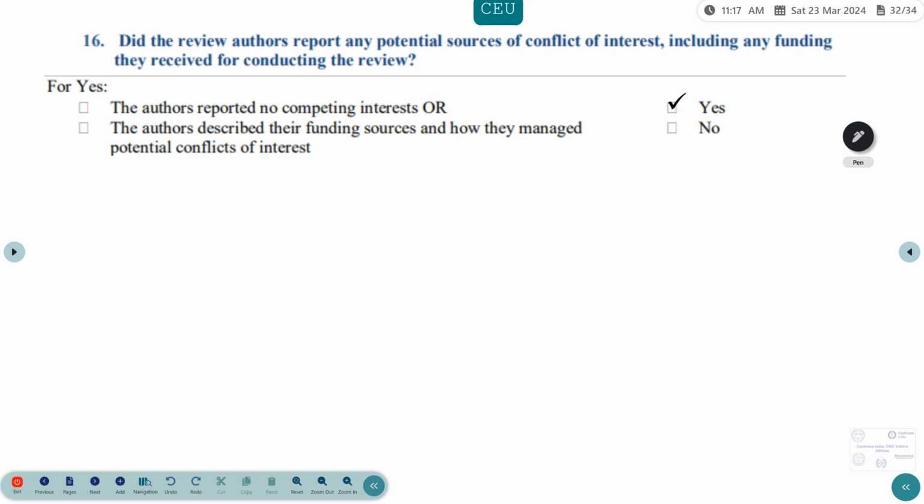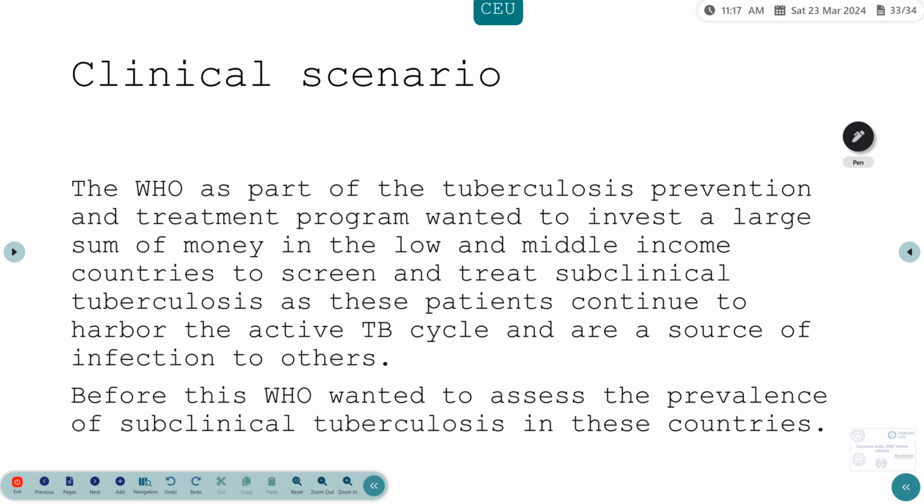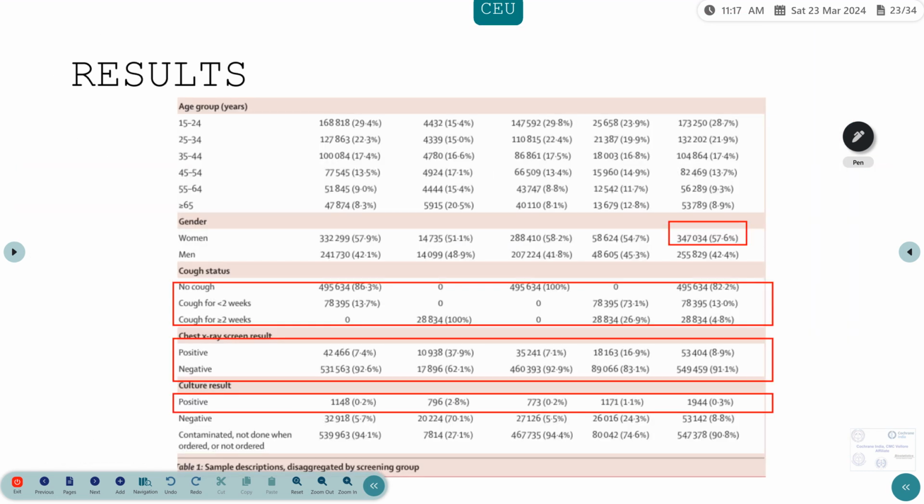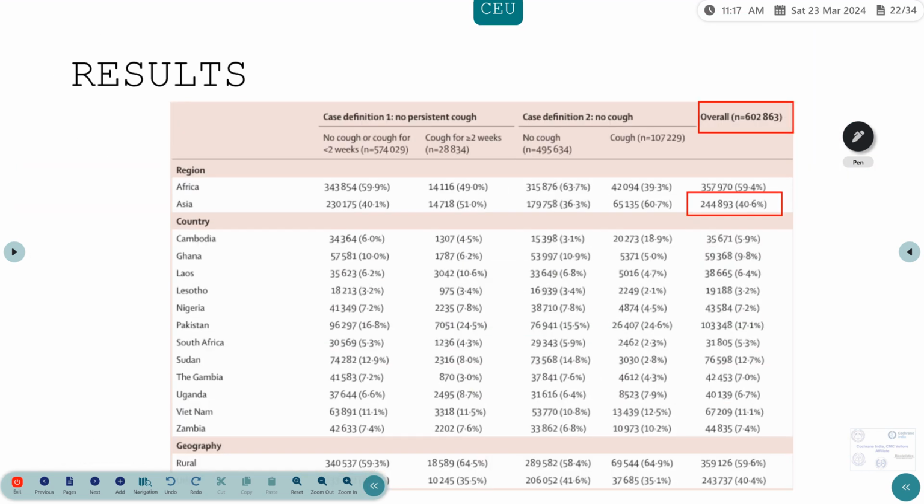So going back to our clinical scenario, we see that the prevalence of subclinical TB depends on how we define it. So based on our definition, whether we define it as no cough, no persistent cough, or no symptoms at all, it will vary across our population.